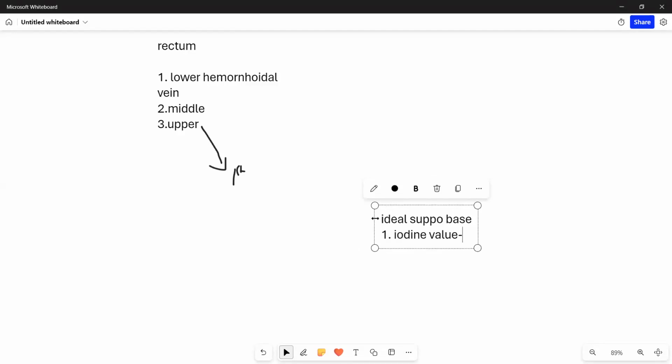Come on, guys. Why is not a single person interactive now? What happened? Have you guys gotten tired? It's not a time to get tired, guys. It's time to hustle. Come on, guys. For an ideal suppository base, what is the optimum iodine value?